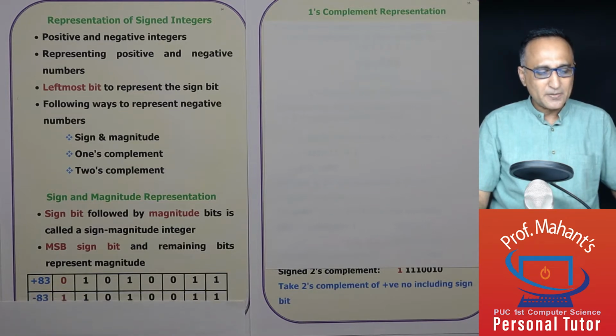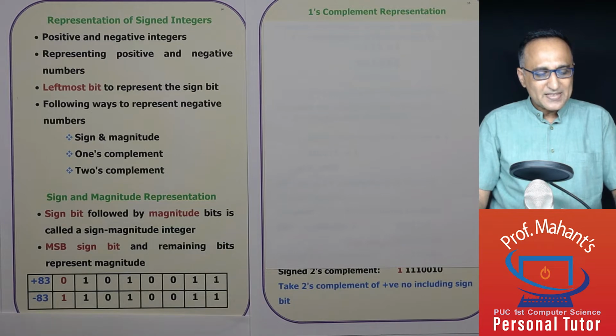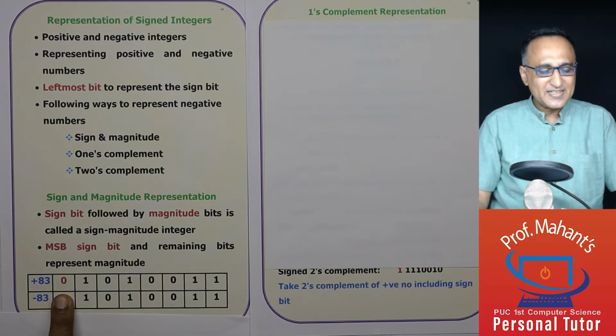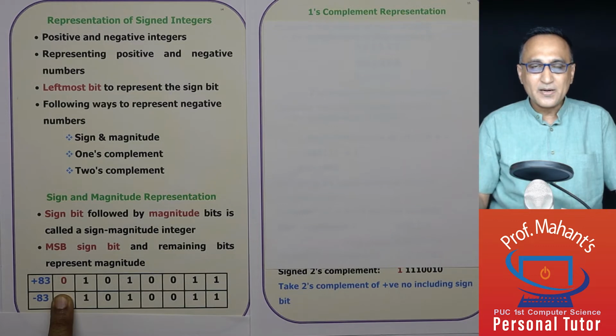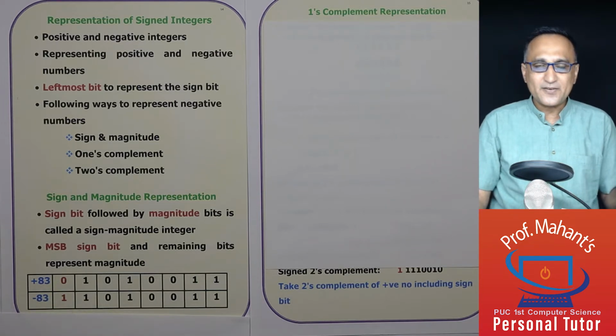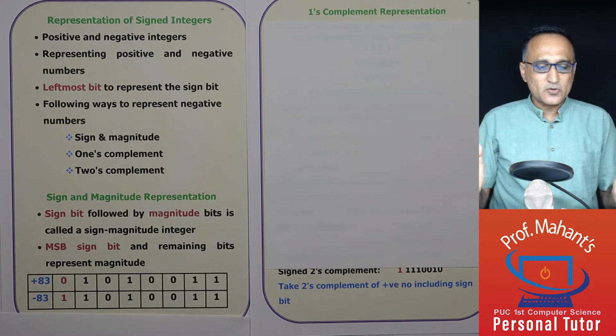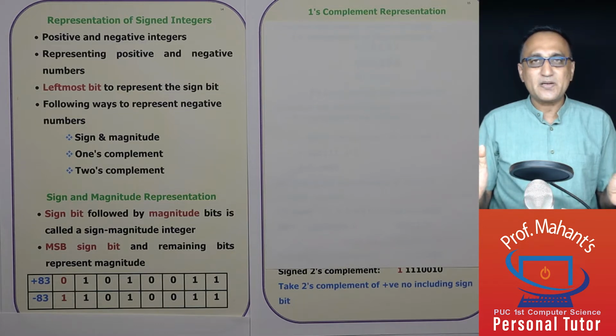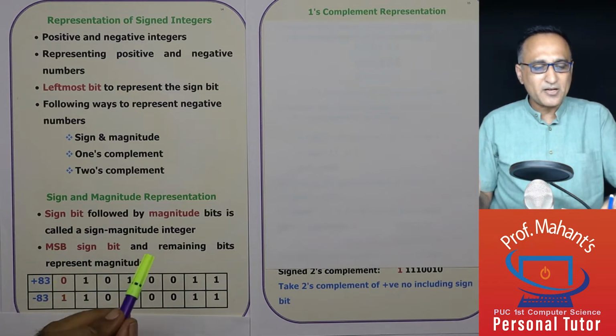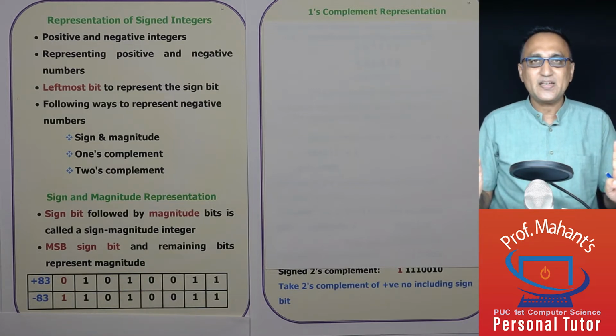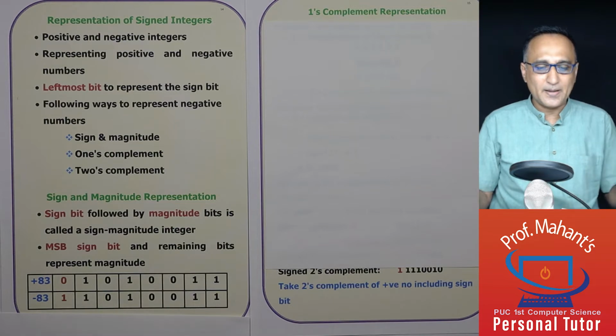Now let's take a look at the number minus 83. Everything between plus and minus 83 is the same. The magnitude is the same, but minus 83 is negative, so the most significant bit, I am putting as 1. This 0 or 1 on the most significant bit side is known as a sign bit. The sign bit is used to represent whether a number is positive or negative. So in the sign and magnitude representation, one bit represents whether the number is positive or negative. The rest of the bits represent the magnitude, value or size of that number.